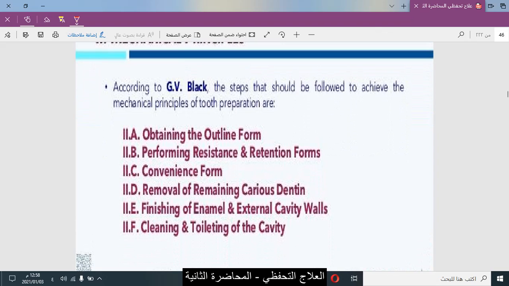The outline form must follow the morphological form, the morphology of the tooth. It must follow the morphology of the occlusal surface of the tooth. We have to draw the outline exactly the same as the morphology of the tooth itself.